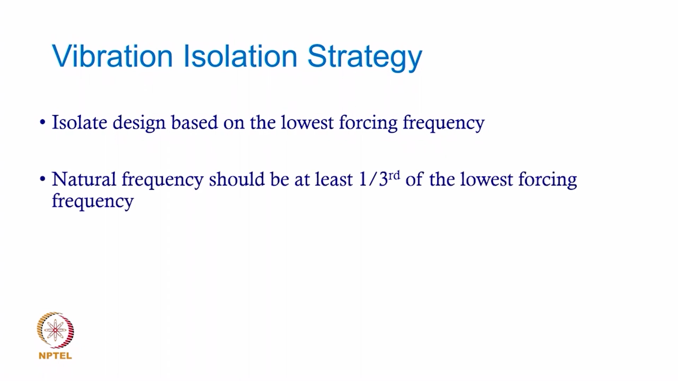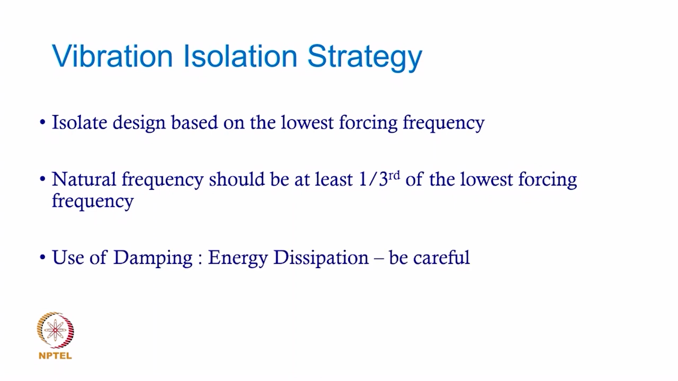And as we have been saying, the natural frequency should be at least 1/3 of the lowest forcing frequency, and that is how for a forcing frequency of 100 radians per second, we have designed the isolators so that the natural frequency of the vibratory system is, let us say, 30 hertz.